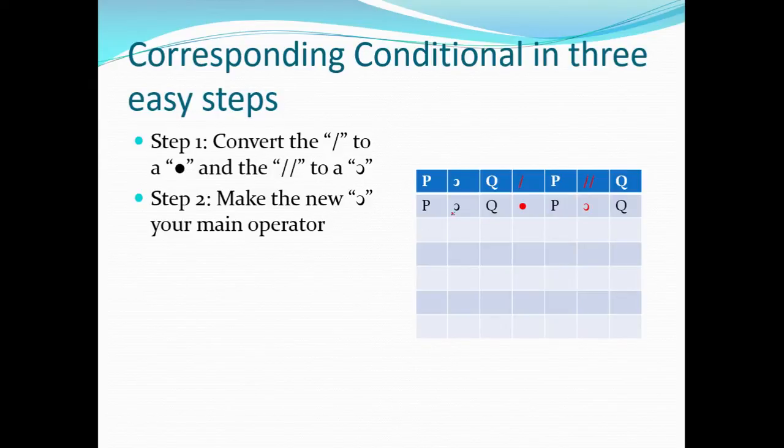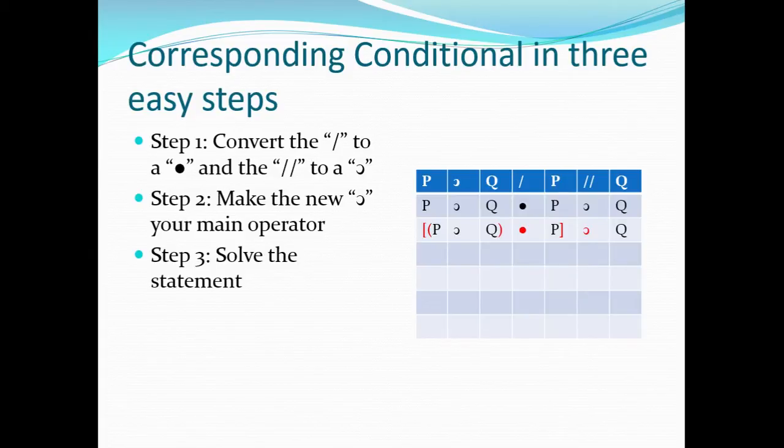There's that first conversion. Then step 2, you're going to make the new horseshoe the main operator. In this case, we have two horseshoes, but the first horseshoe in P horseshoe Q is the old one that's already been there. The new horseshoe, the converted double slash, is going to be your main operator, so you just have to enclose in a way that makes that happen. In this case, we're going to enclose premise 1 with parentheses, and then we're going to enclose premise 1 and premise 2 together with a square bracket. And now you have the horseshoe, which replaced the double slash, functioning as the main operator of your argument. And then you're going to solve the statement like we're used to doing.